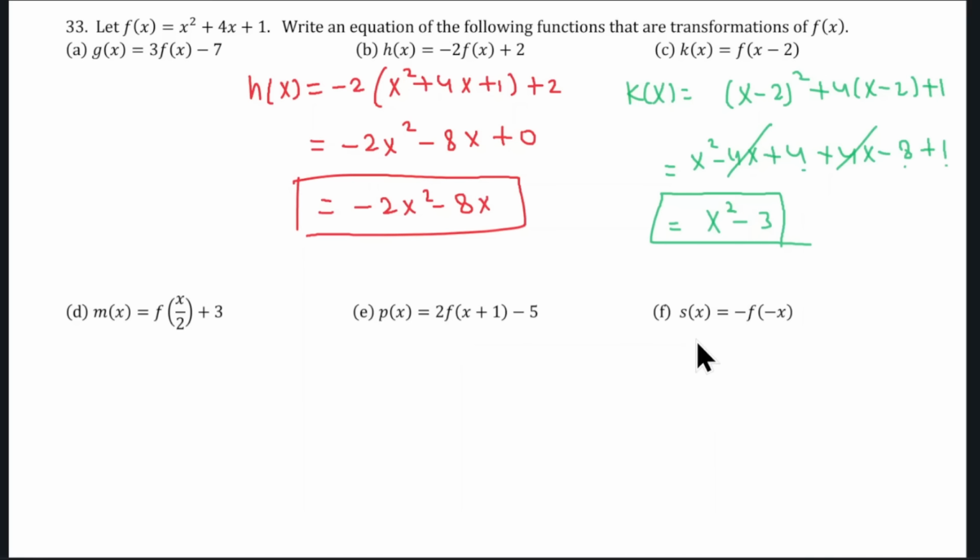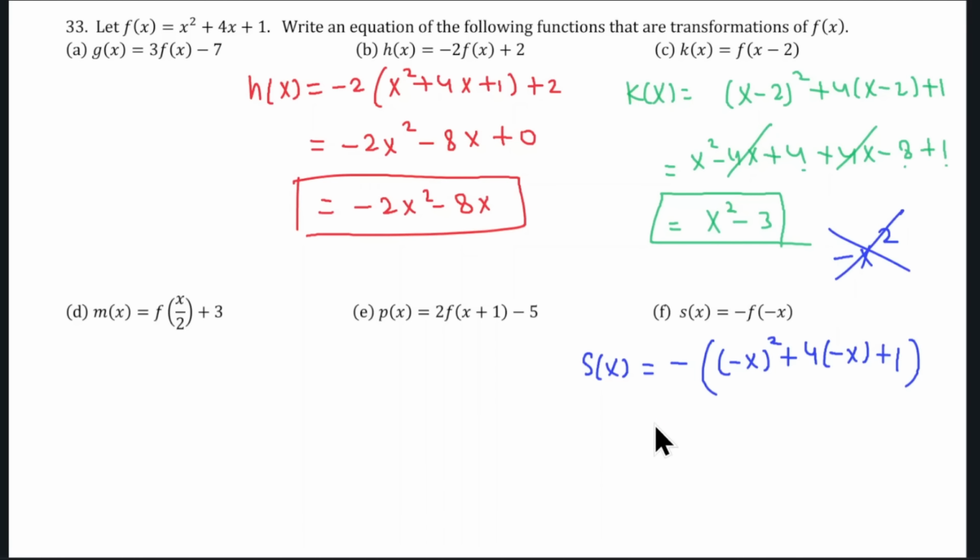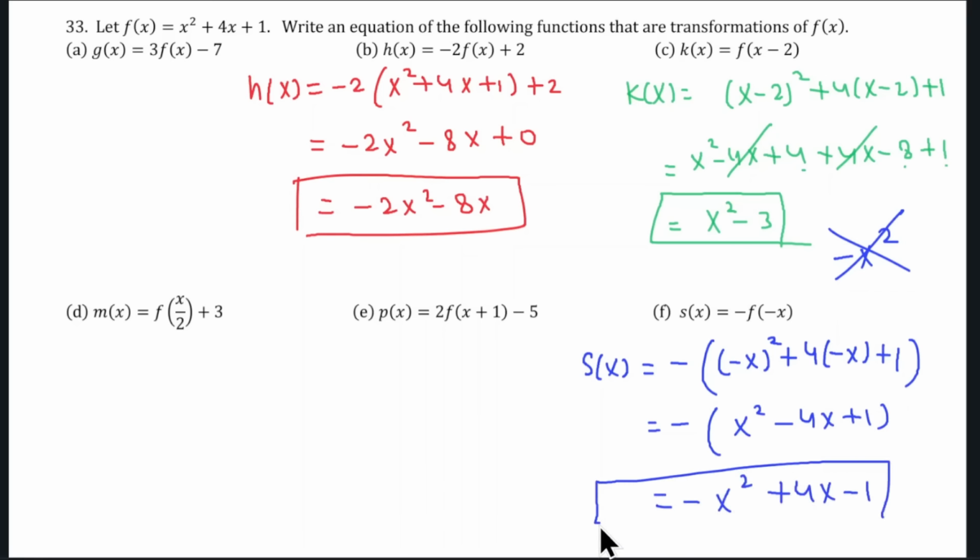I'll do the function s for you. The function s is going to be negative of every x replaced by x. So make sure to put parentheses, guys, because I've seen students making this mistake. They just write negative x square and they forget that they have to square the negative. So don't make that mistake. It is negative x whole square, which when squared will become x square minus 4x plus 1, and the negative is going to ram inside. So this is how it is going to look: negative x square plus 4x minus 1. That is the function s.